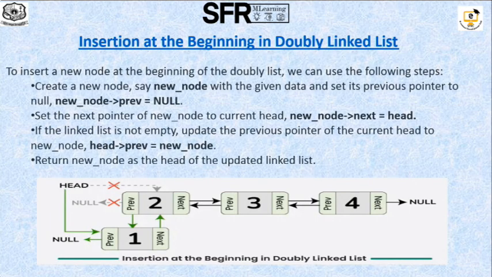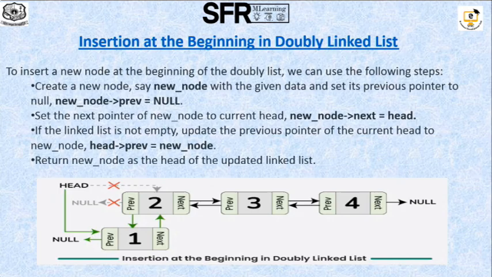So next we are going to see about inserting. Inserting in a doubly linked list can be done in 3 methods. That is, it can be done at the beginning, or at the end, or at any specific position. So these are the 3 methods in a doubly linked list. First we are going to see the insertion at the beginning.